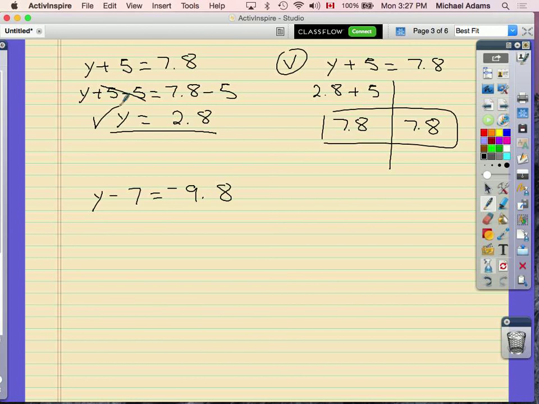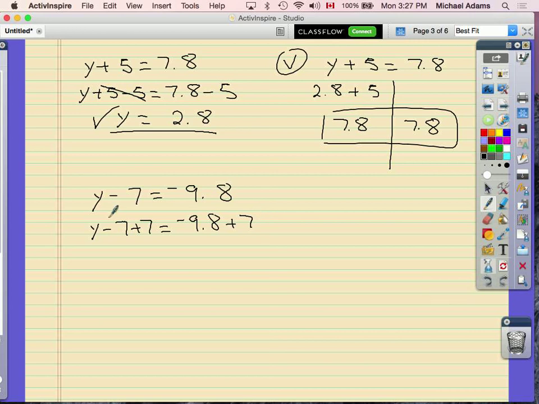Okay. Let's try one that has some integers in it with their negatives. So let's take a look at the question. y minus 7 is equal to negative 9.8. Okay, so here's y. It's being subtracted by 7. So the opposite of subtracting 7 is adding 7. The rule is what I do to one side, I do to the other. So I have a negative 9.8, add a 7.